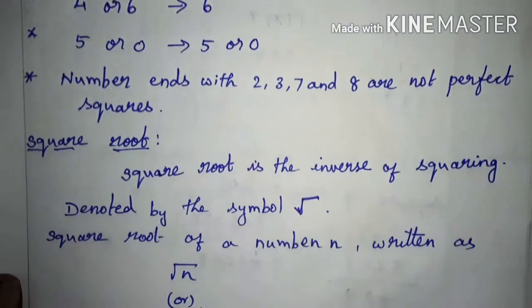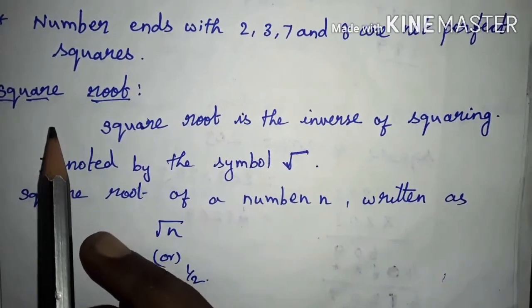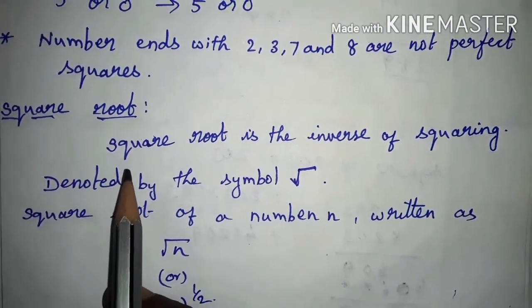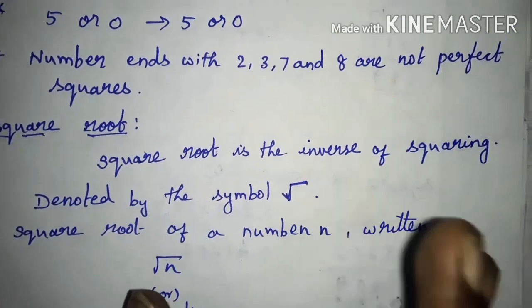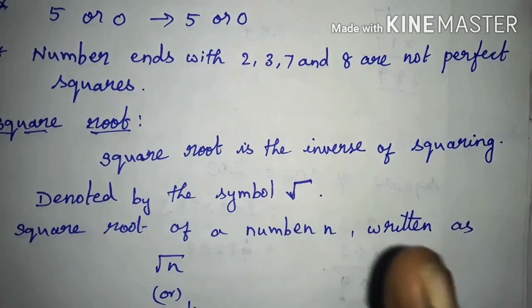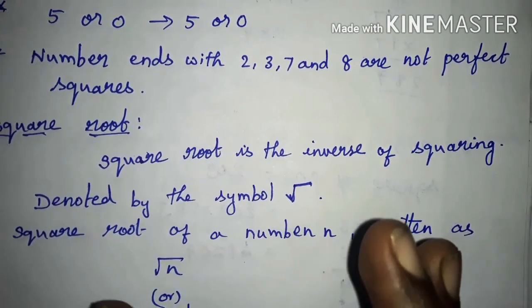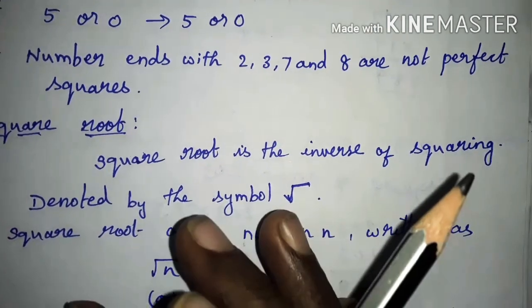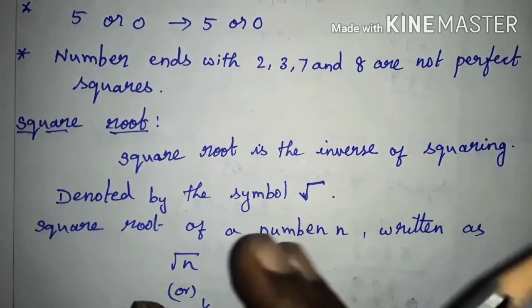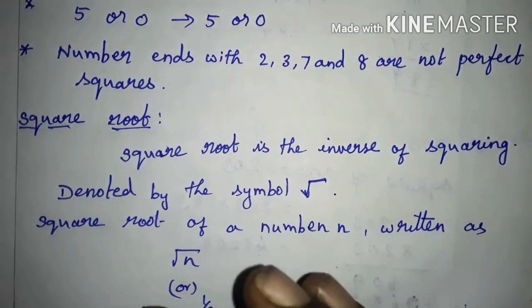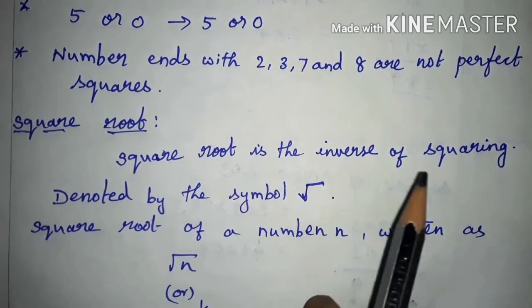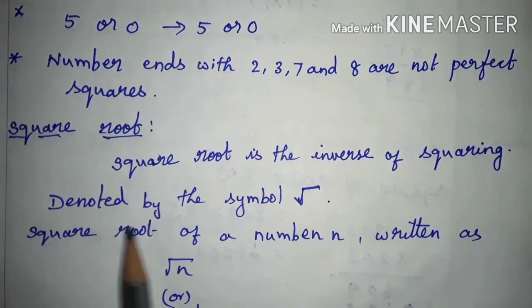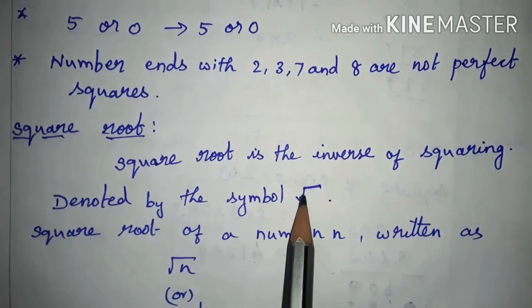Next we are going to see square root. Squaring a number is a mathematical operation like addition, subtraction, multiplication, etc. For each mathematical operation, we have an inverse. For example, subtraction is the inverse of addition. Division is the inverse of multiplication. In the same way, square root is the inverse of squaring. And it is denoted by the symbol root.